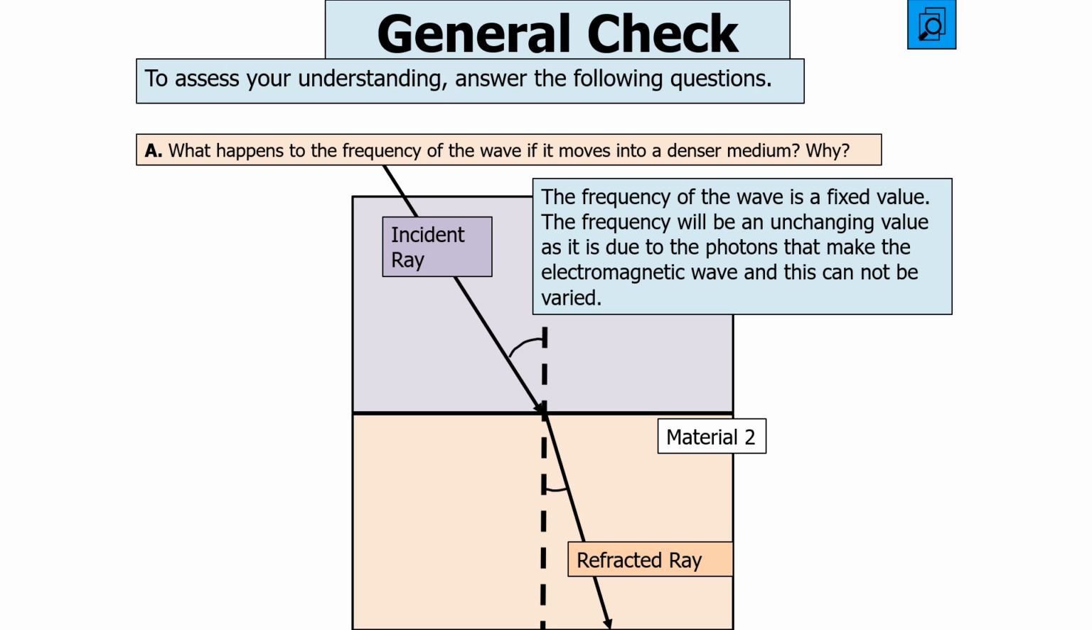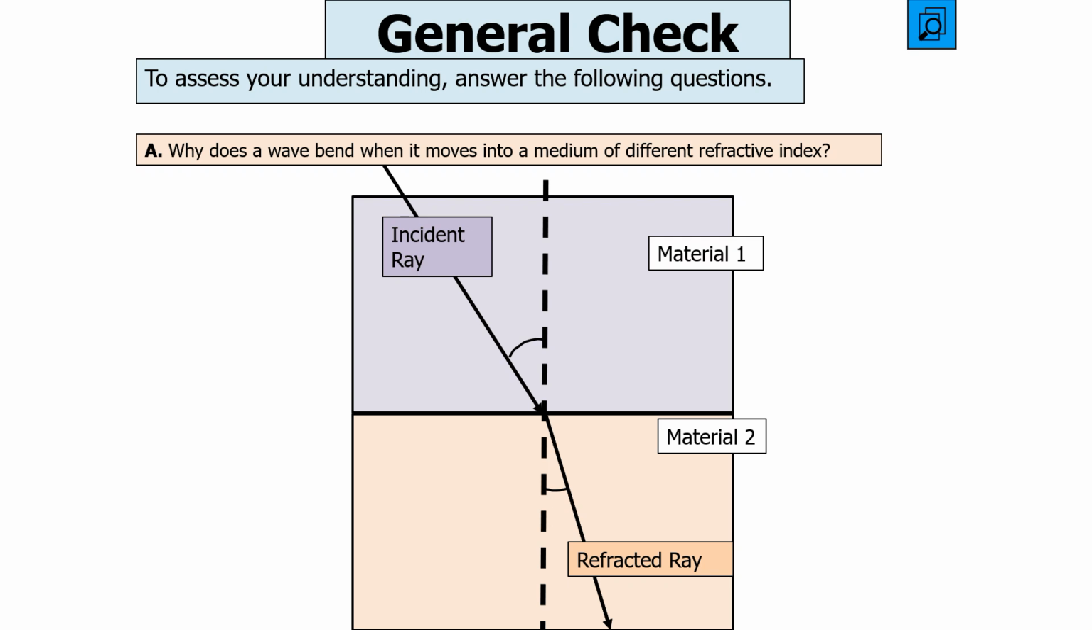and thus it can't be varied. Why does a wave bend when it moves into a medium of a different refractive index? Pause the video now, then unpause the video when you want to go through your answer.